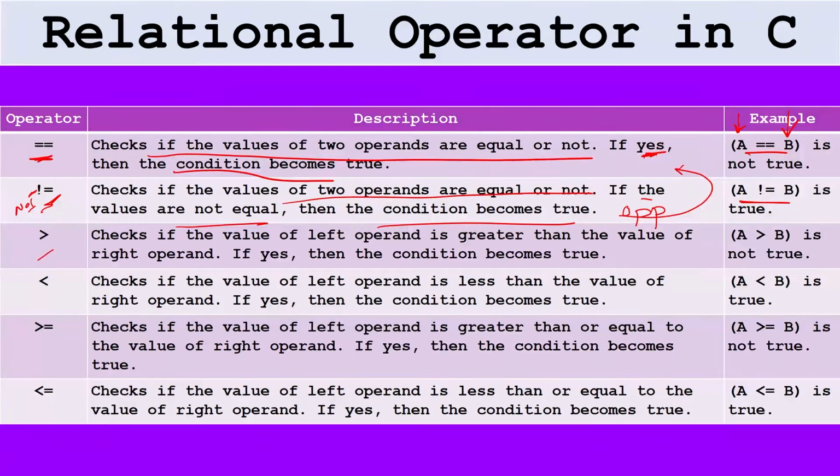Next is the greater than, less than, greater than equal to, less than equal to. We are already familiar with this. If A is greater than B, it is not true, then it will return false. If A is less than B, it is true, then it will return true.